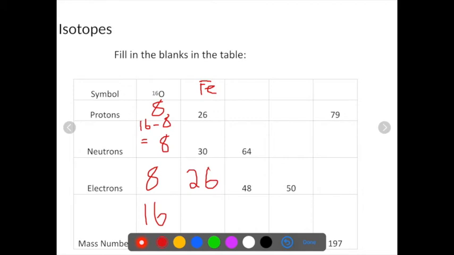Now we need to figure out the mass number. The mass number is protons, which is 26, plus neutrons, which is 30. That gives us 56 for our mass number. I'm going to put that with the symbol because that designates which isotope I have. So this is iron 56.